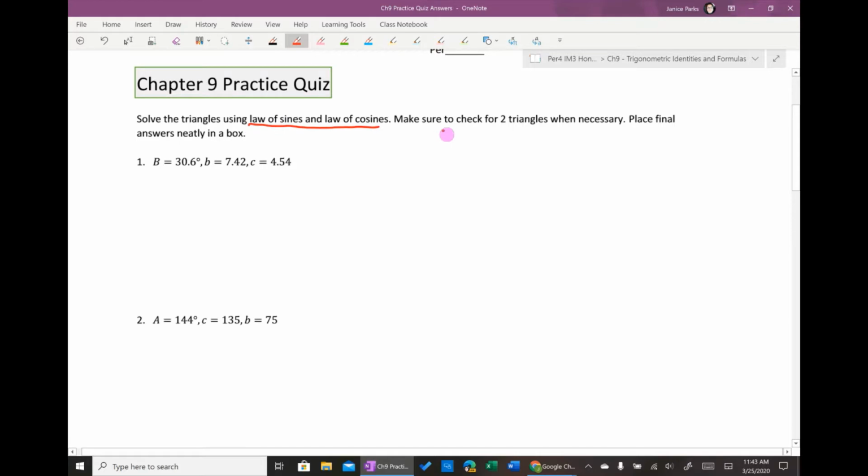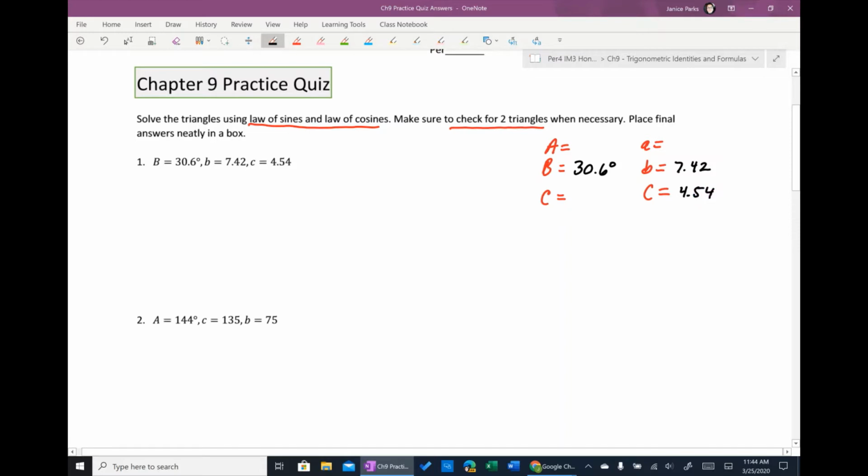And then the other thing is you need to make sure you check for two triangles when you need to, and I'll explain what that is. So for the first one, and for all of these, really, you just want to start by writing the three angles and the three sides that are given to you. So for this one, they give you angle B is 30.6 degrees, side B 7.42, and side C 4.54.